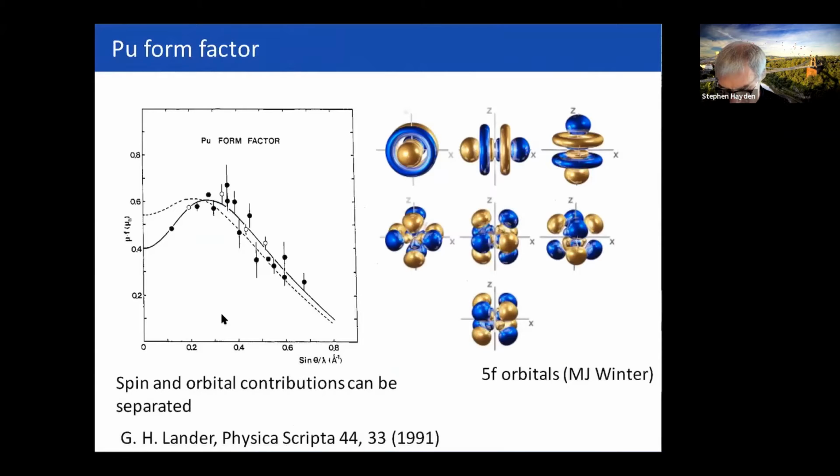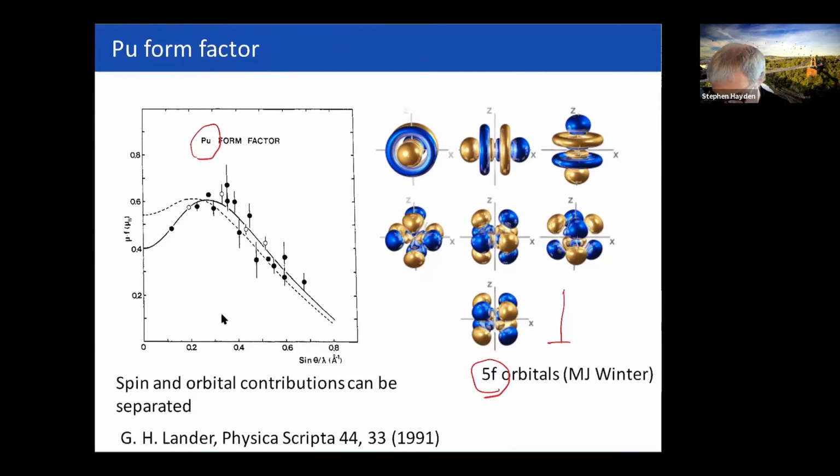This is something a little bit more exotic from Jerry Lander here. He's someone that works on actinide materials. This is plutonium. Plutonium is a magnetic system. And this time we're dealing with the 5f orbitals. Those are the magnetic orbitals in plutonium.